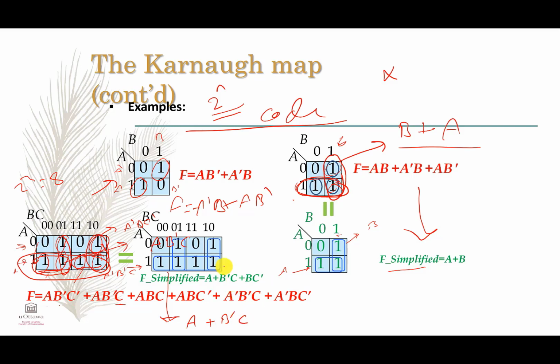and C. And for this one, A again is changing because I'm going vertically, so A is changing, I will neglect it. And then I will have just here B C prime, okay? B C prime. Okay, guys?